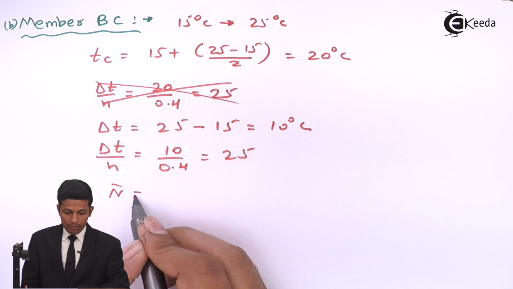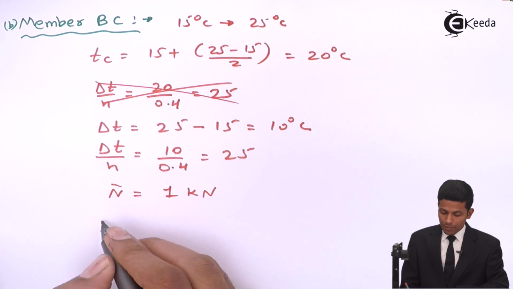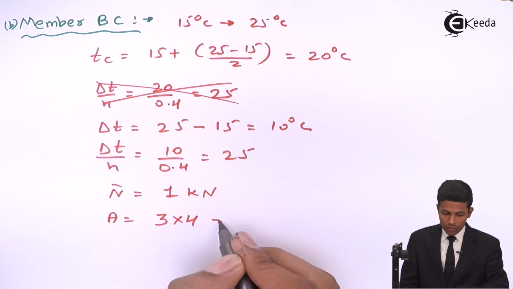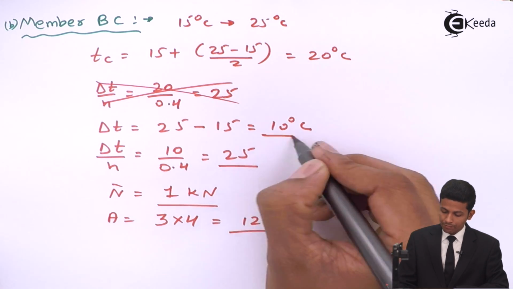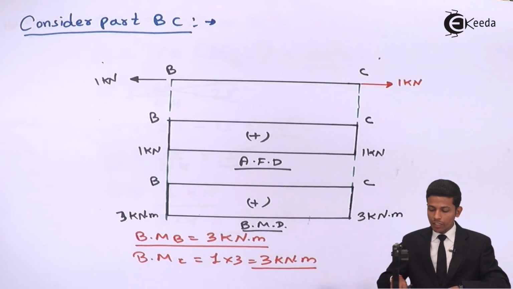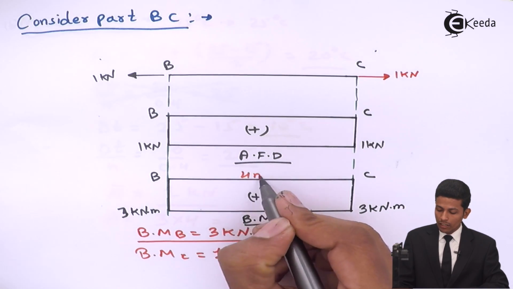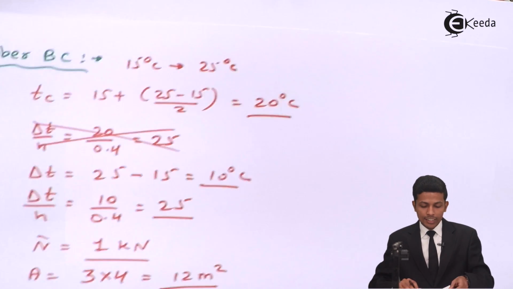After that, N bar will be 1 kilonewton since there is an axial force, and area will be base into height, means 3 into 4 is equal to 12 meter square. Okay, since it is an area. Okay, now see part B and C. Now see, this is part B and C. We have to find the area of this part, so base into height, this will be 4 meter and height will be 3 meter. Okay, now after that, member CD.